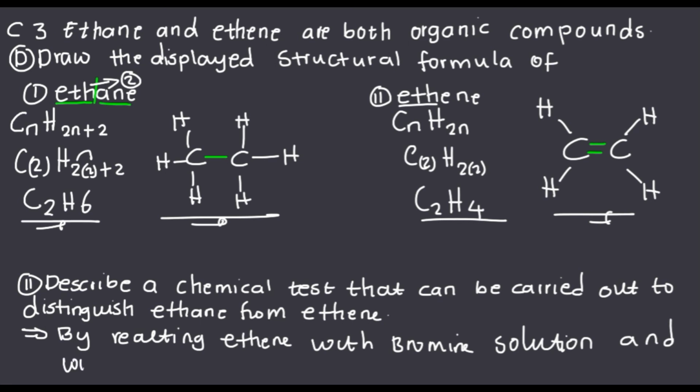So by reacting ethene with bromine solution, it will produce a colorless solution. This is what we call decolorization. So whenever you react an alkene with bromine, the color of the bromine changes into colorless.